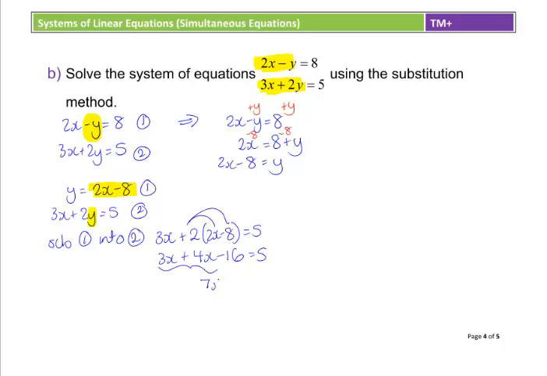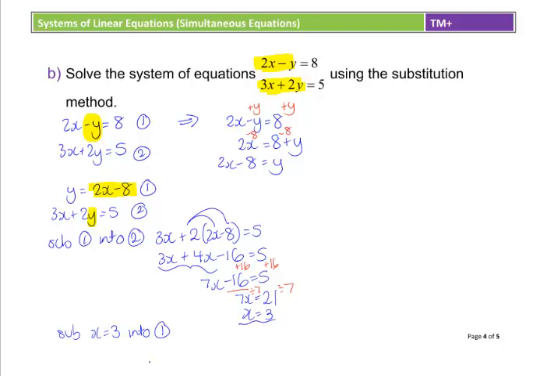Collect like terms. 3x plus 4x is 7x. Take 16 equals 5. I want to get x on its own, so I need to get rid of this minus 16. So I'm going to add 16. So that means 7x is 21. X is being multiplied by 7, so I'm going to divide by 7. So x is 3. I can now substitute x equals 3 into, now do it into equation 1.